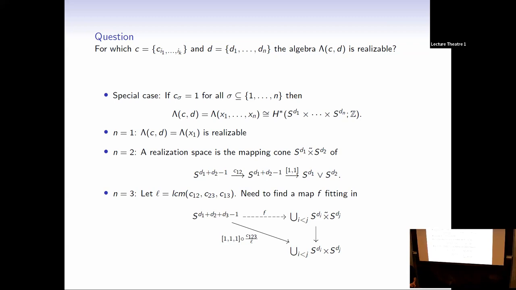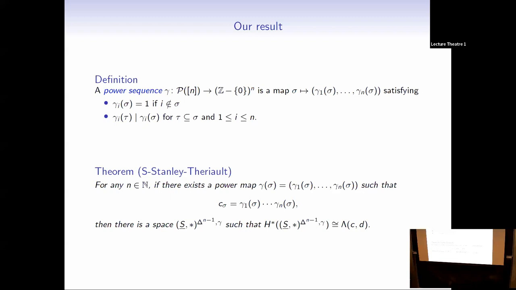So instead, we try to add new combinatorial conditions on the coefficients to make the problem easier and workable. First, we define a map called a power sequence, which is a map gamma sending a subset sigma to a sequence of non-zero integers that satisfy these properties. Sigma is sent to gamma sub 1 of sigma up to gamma sub n of sigma, and each gamma sub i of sigma equals one whenever i is not in sigma. Also, gamma sub i of tau divides gamma sub i of sigma whenever tau is a subset of sigma.